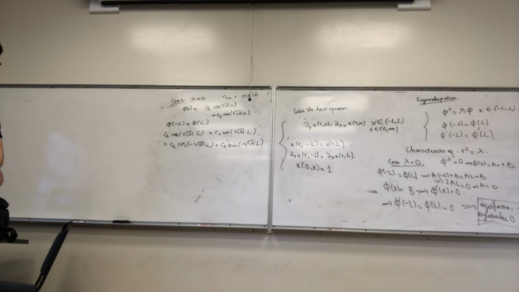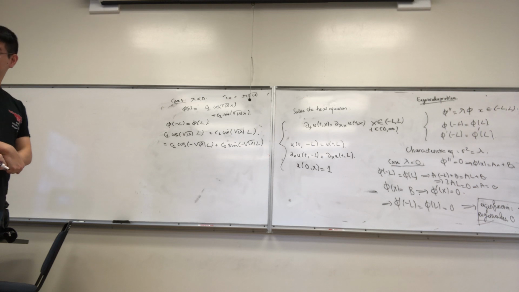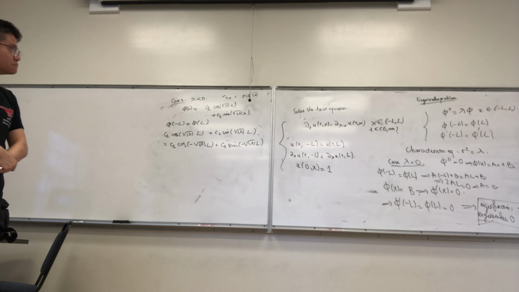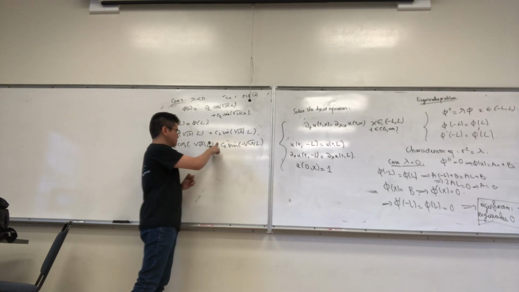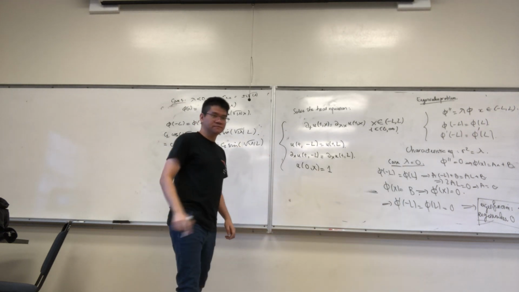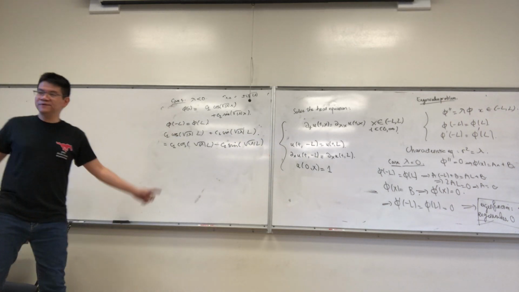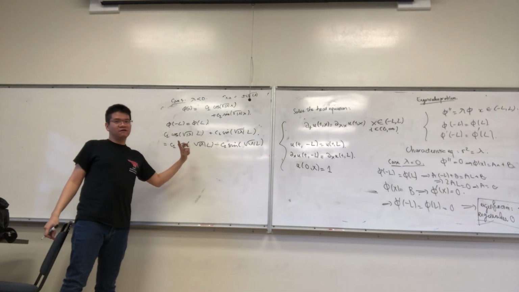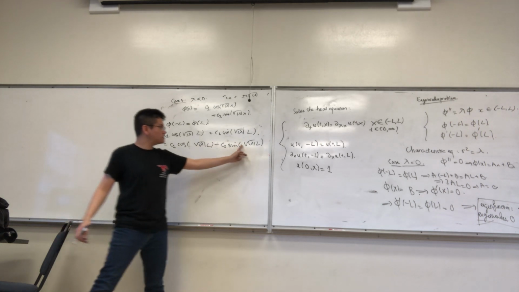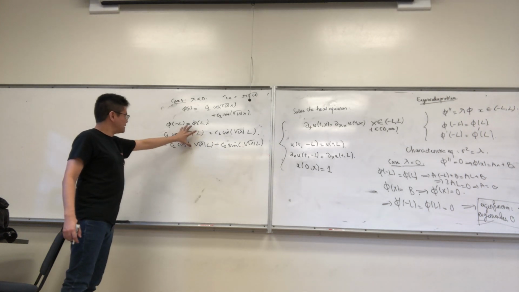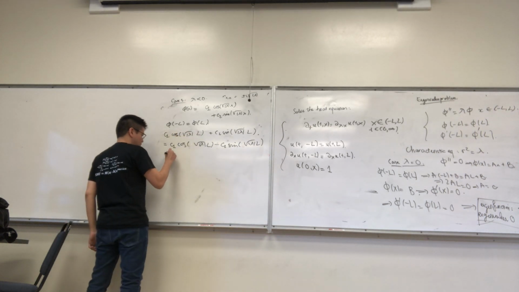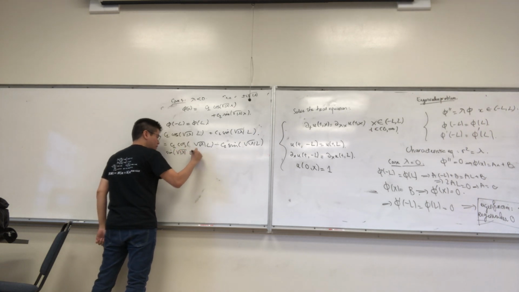So what is the conclusion that we have for this? Since cosine is an even function, cosine of negative square root of lambda L is the same as cosine of square root of lambda L. And since sine is an odd function, sine of negative square root of lambda L is minus sine. So I can replace this by this one, and basically this and this cancel. So I have sine of square root of lambda L is 0.